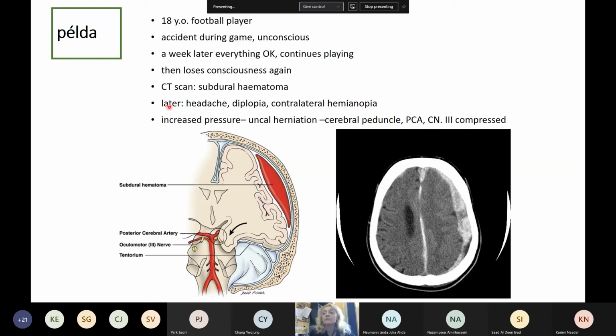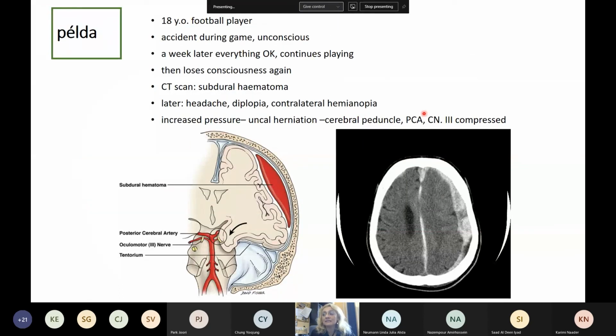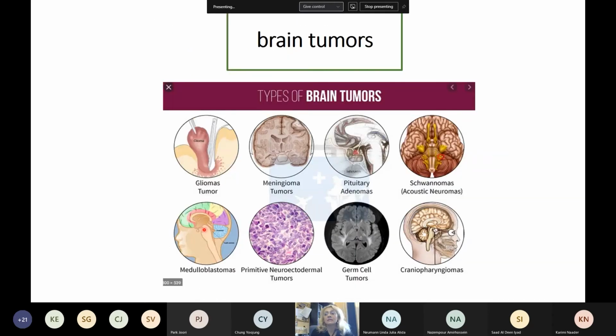Why? Because there was increased pressure. There was an uncal herniation here, herniation of the brain because of the increased pressure. And the PCA, so posterior cerebral artery, was compressed. That's why he had contralateral hemianopia. And diplopia because of the compression of the oculomotor nerve, which we know is leaving the brain behind the posterior cerebral artery. So if you know the location, you can get it together with the symptoms very easily.